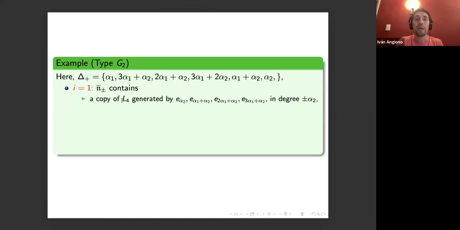So we have a copy of L4 in degree alpha 2. Why? Because this root and these other two roots are the same as far as you forget the alpha 1s. So you have 4 things in degree alpha 2 or minus alpha 2. So we have an L4 there. But you also have, because of this root, something in degree 2 alpha 2. What is this? It's a copy of L1, because you have only one root such that the component in the direction of alpha 2 is 2. This is the idea.